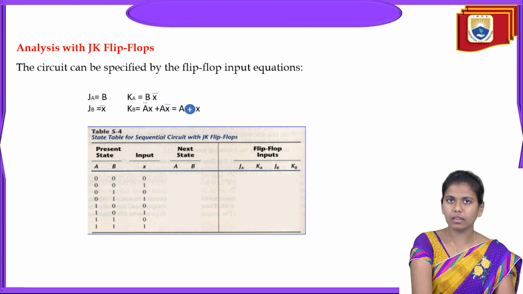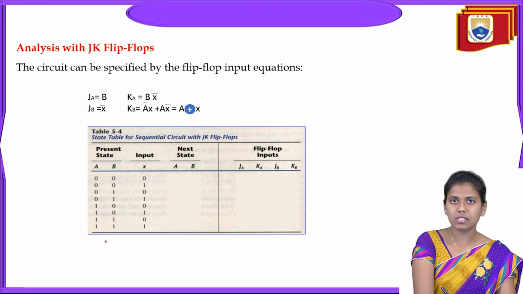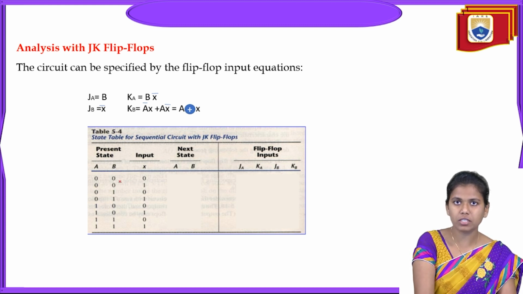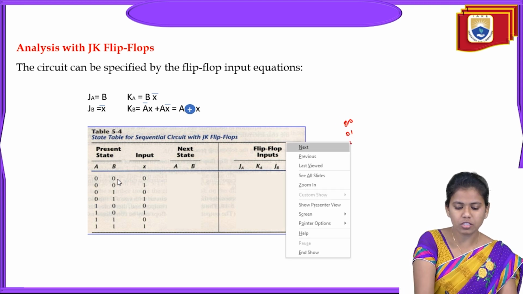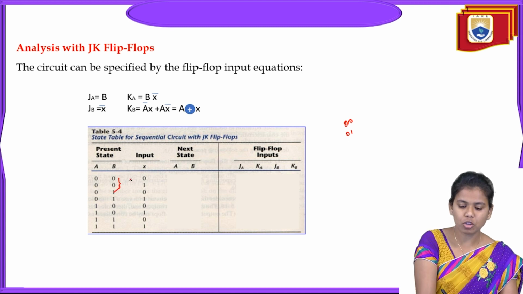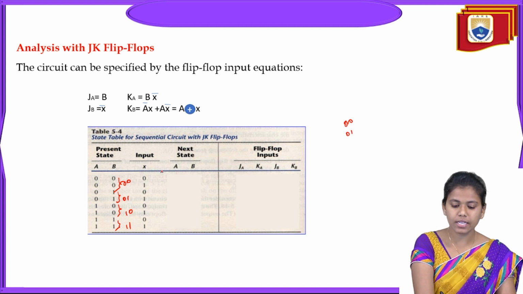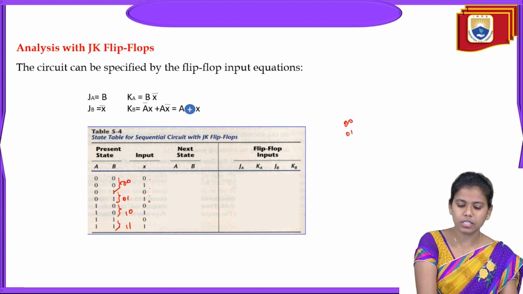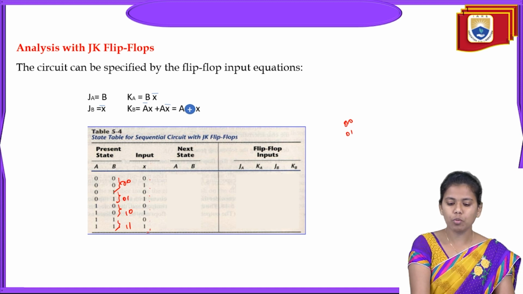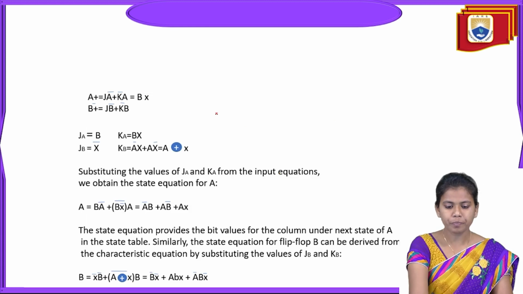In this particular state table, we see that the present states have 8 combinations with respect to 0, 0, 0, 1, 1, 0 and 1, 1. And here, when it comes to the input, the present state input always goes with 0, 1, 0, 1, 0, 1 and 0, 1. And now we have to see the next state.